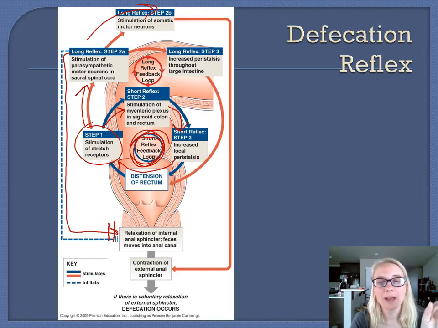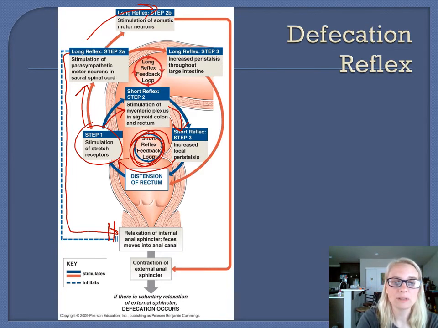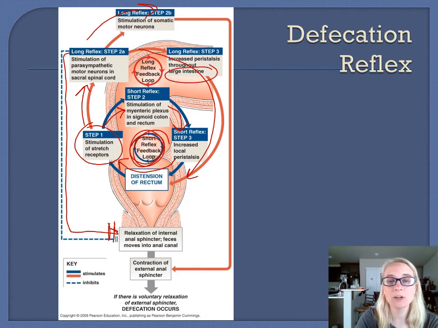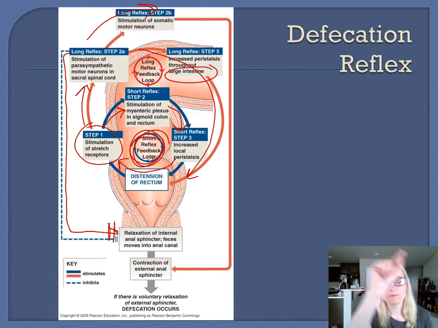Okay, so now we have the internal anal sphincter open and the external anal sphincter closed, and in our long reflex, we can continue to increase peristalsis throughout the entire large intestine, right? Because these long reflexes are more organ-wide. So we have short reflexes stimulating just the sigmoid colon, and long reflexes stimulating peristalsis along the entire large intestine. And eventually the pressure will build up so much that you're like, oh, okay, I've got to make a run to the bathroom. And then you consciously can open up your external anal sphincter, and then out comes your feces, and then you're done. And that is defecation.